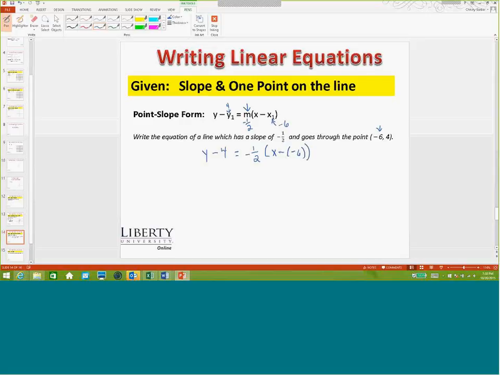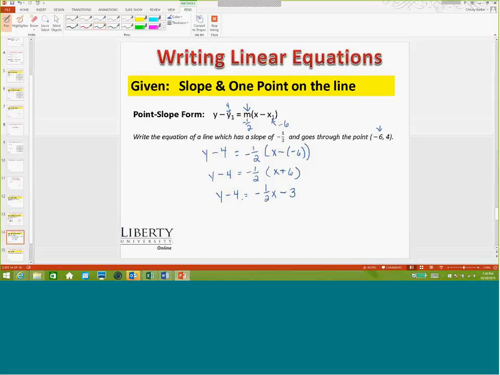Now, simplify. We have two negatives here together, so we're going to simplify that and make it a plus. So y - 4 is equal to -1/2 times x plus 6. Distribute and simplify this equation. Distribute the -1/2 through to each term inside parentheses. So -1/2 x. And then -1/2 times plus 6 is going to give me a -3.